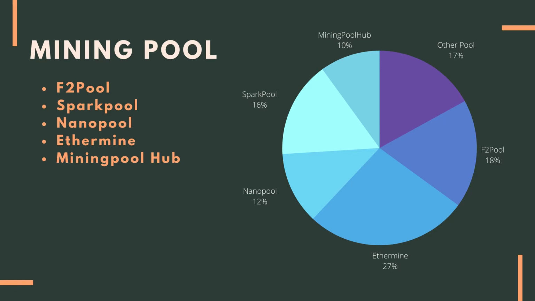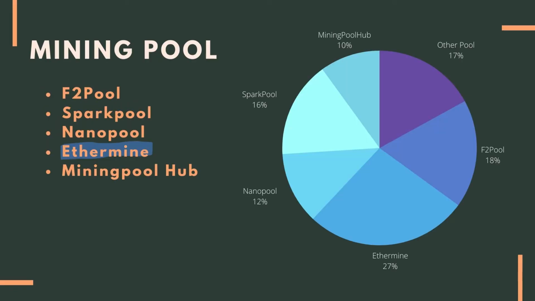Here we have chosen Ethermine because it is arguably the most popular mining pool. It possesses features such as anonymous mining, a real-time PPLNS payout scheme, and a low fee of 1%. To join the mining pool, all you need is your wallet address. There is no need to sign up, which allows you to mine anonymously.